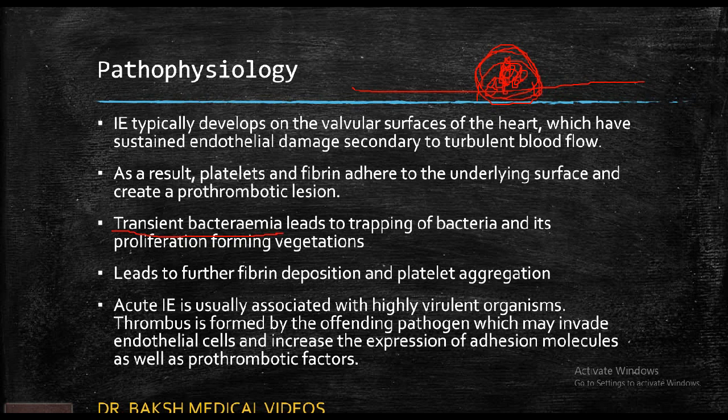This type of pathology is commonly seen in the subacute type. But in the acute type, the organisms are already very highly virulent. So these pathogens directly invade the endothelial cells. Even if they are healthy endothelial cells, they directly invade, and it causes expression of adhesion molecules as well as prothrombotic factors. So they form vegetations directly.